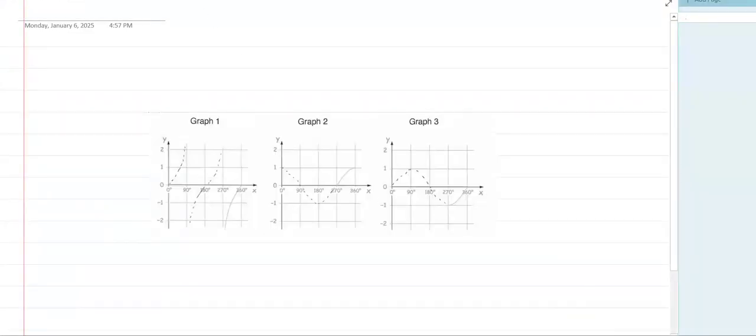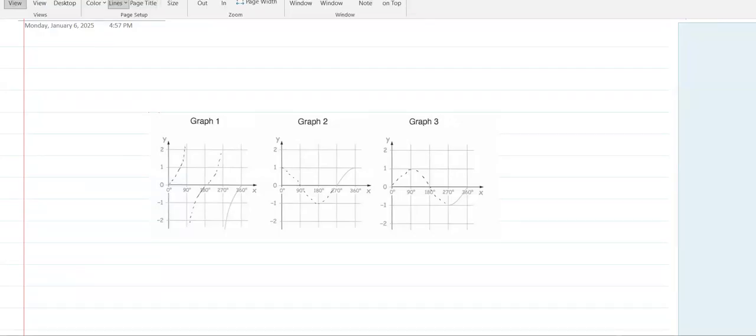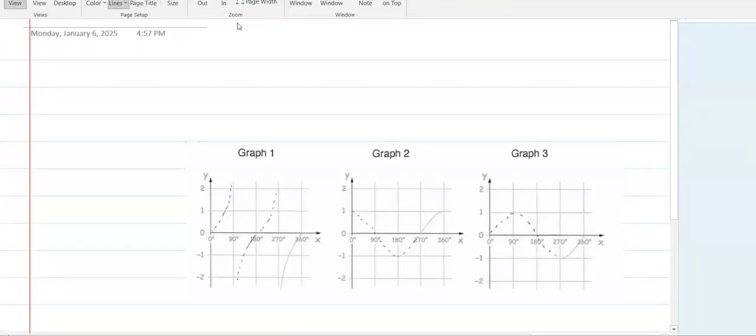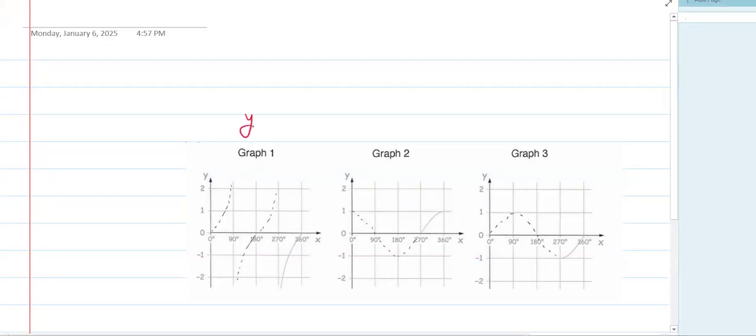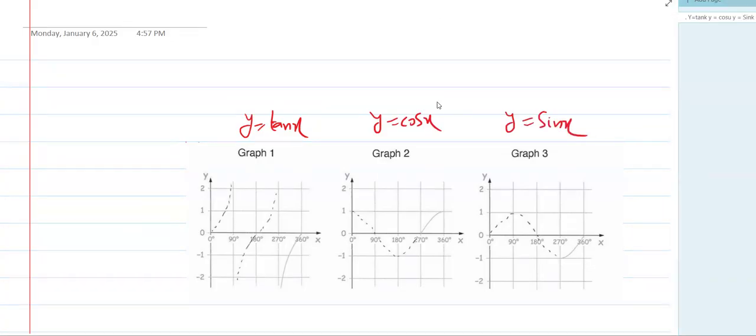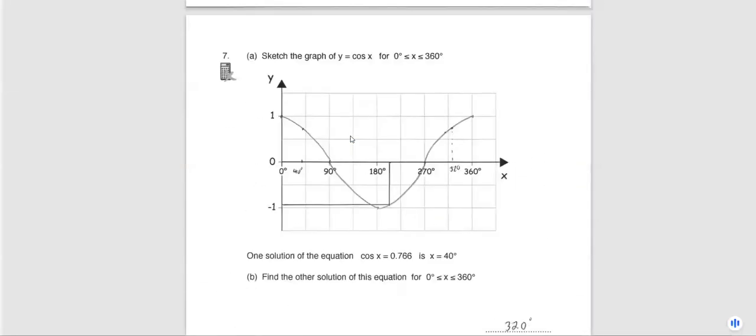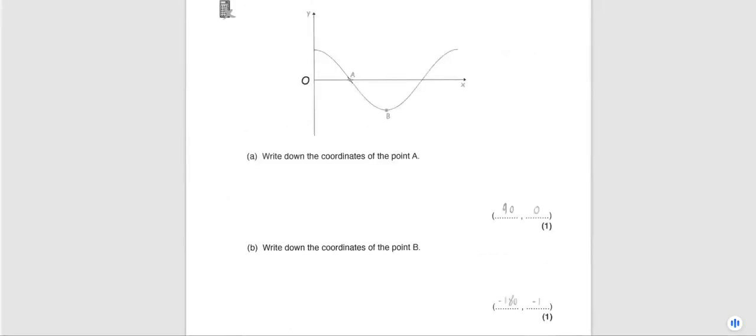So now I have three sketches here. From these sketches, you should be able to identify. Graph number one is for y is equal to tangent x, this is the graph you have to remember. Yes. This is the graph for y is equal to cos x. This is the graph for y is equal to sin x. Okay. So you should be able to identify these points, please.